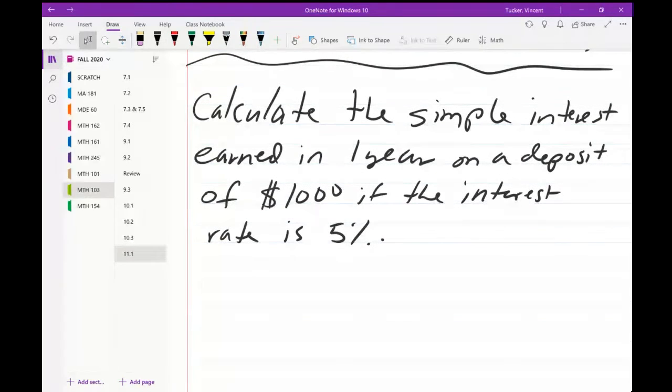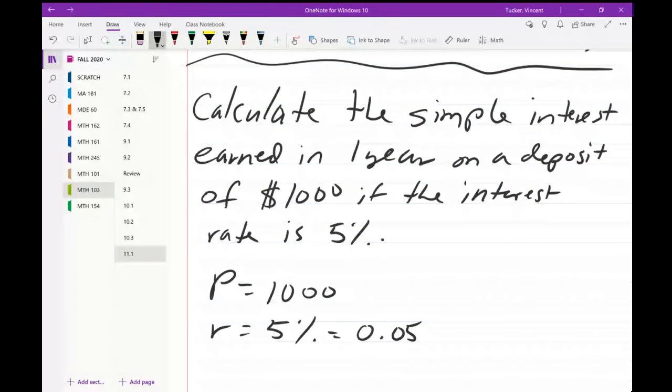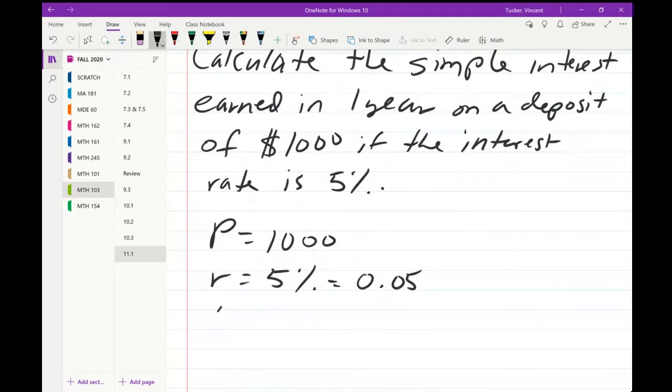All right, first problem: calculate the simple interest earned in 1 year on a deposit of $1,000 if the interest rate is 5%. Establish your variables. P is the deposit of 1,000. R is 5%. Convert that to a decimal by moving your decimal place 2 spots to the left. And time is 1 year.